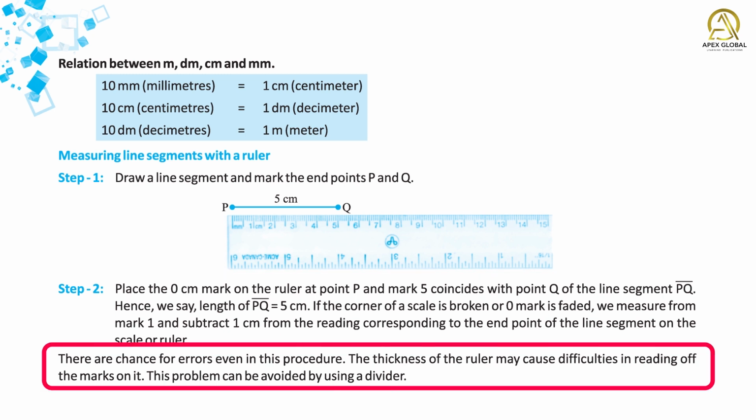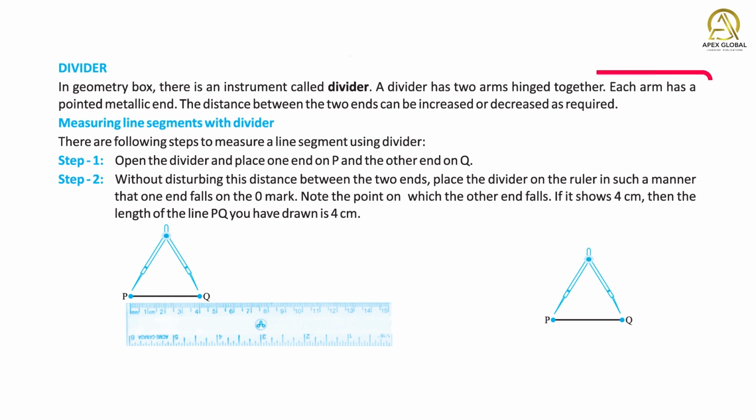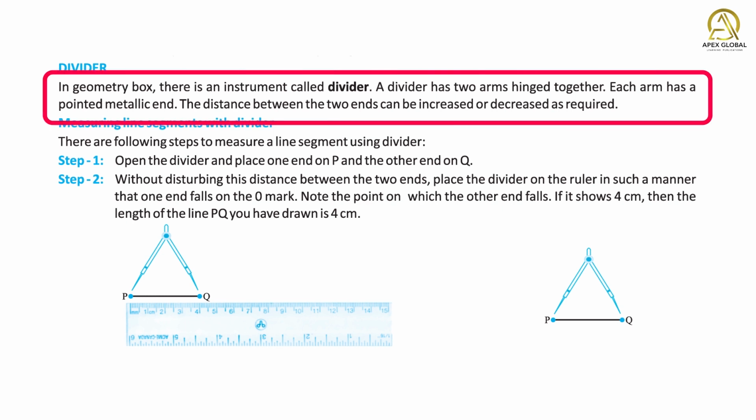There are chances for errors even in this procedure. The thickness of the ruler may cause difficulties in reading the marks on it. This problem can be avoided by using a divider. In the geometry box, there is an instrument called a divider. A divider has two arms hinged together. Each arm has a pointed metallic end. The distance between the two ends can be increased or decreased as required.